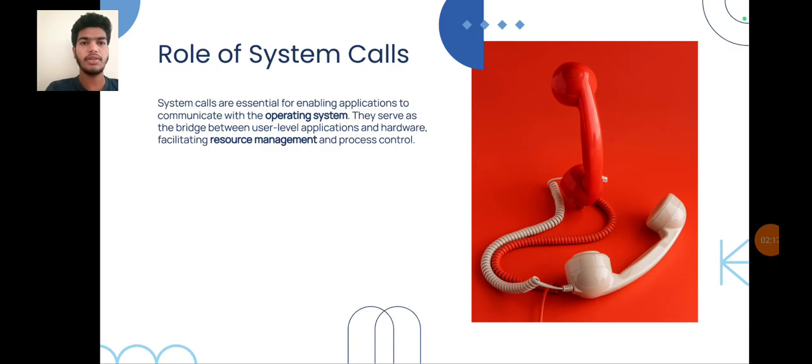Role of system calls. System calls are essential for enabling applications to communicate with the operating system. They serve as the bridge between user-level applications and hardware. A bridge means an intermediate between user-level applications and hardware, facilitating resource management and process control.